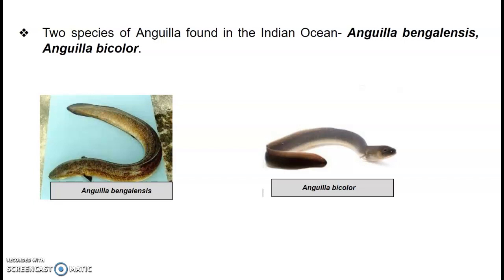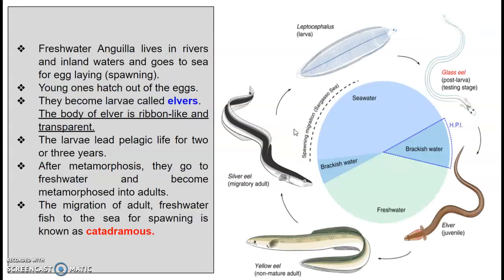Commonly known angula have two species in the Indian Ocean: Angula bengalensis and Angula bicolor. So this is the picture of the two different types of angula species seen in the Indian Ocean.